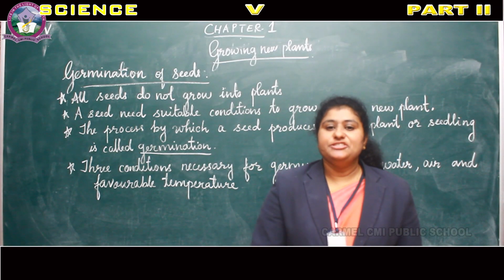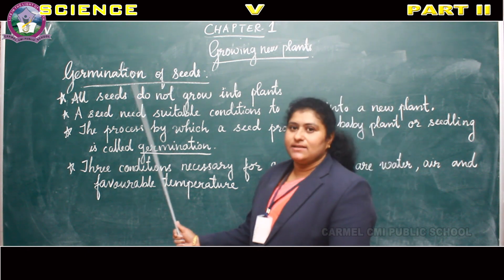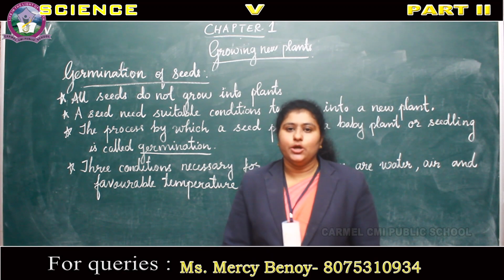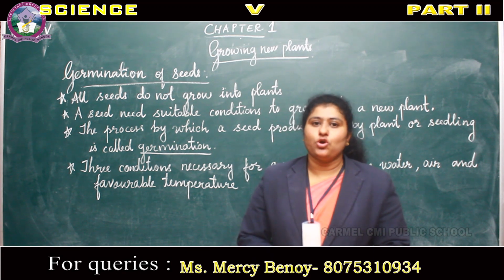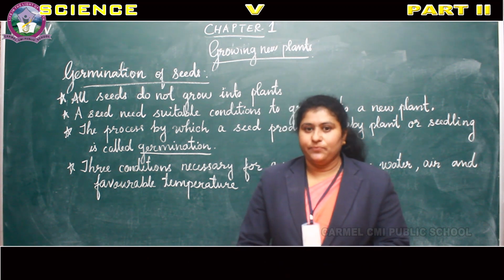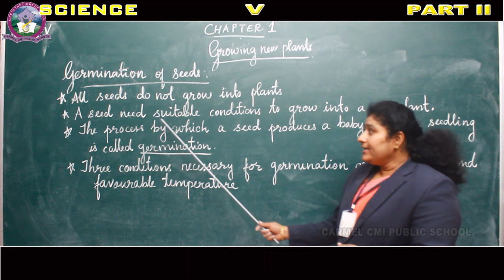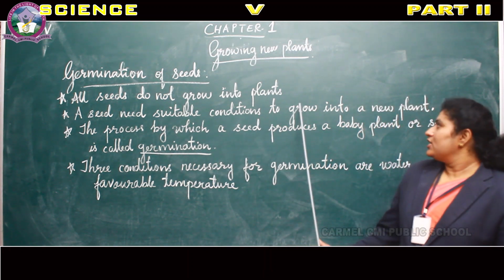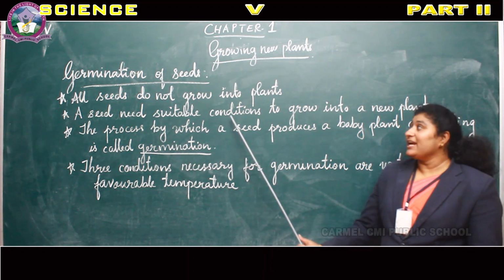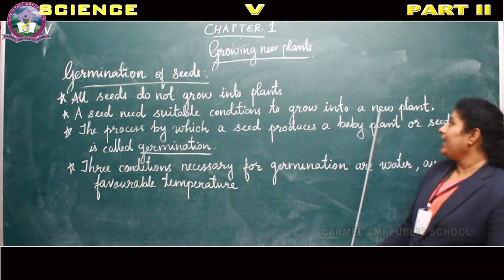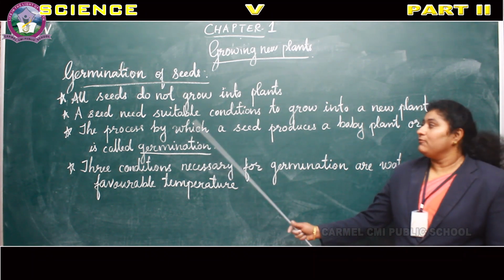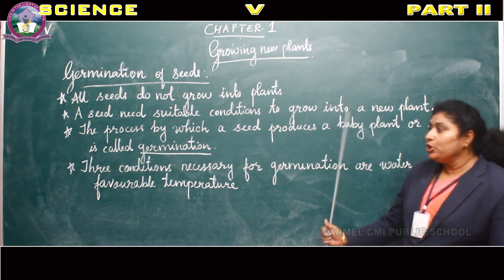We can study germination of seeds. All seeds do not grow. Some seeds are destroyed by the harsh weather or eaten by animals or birds. So, a seed needs suitable conditions to grow into a new plant. They need a suitable or favorable condition for their growth.